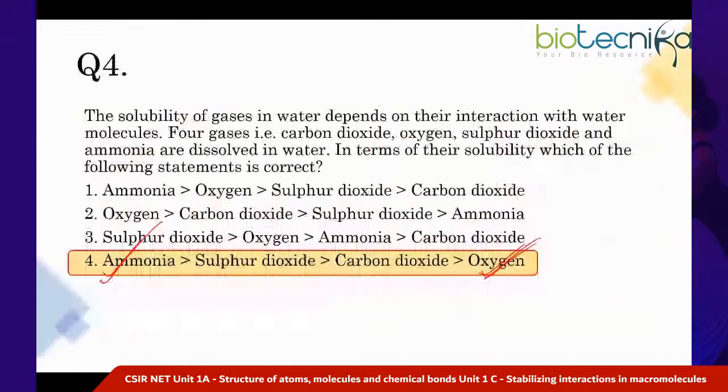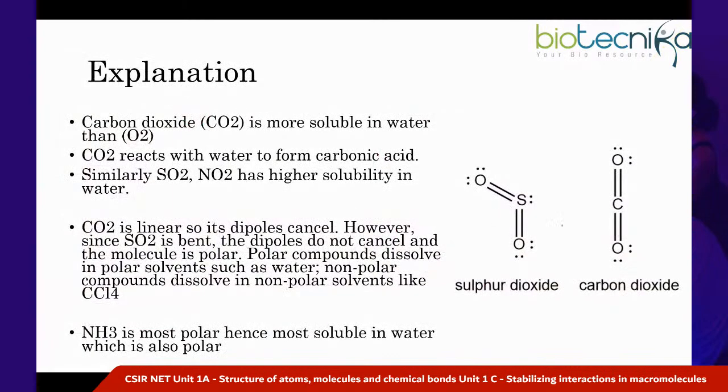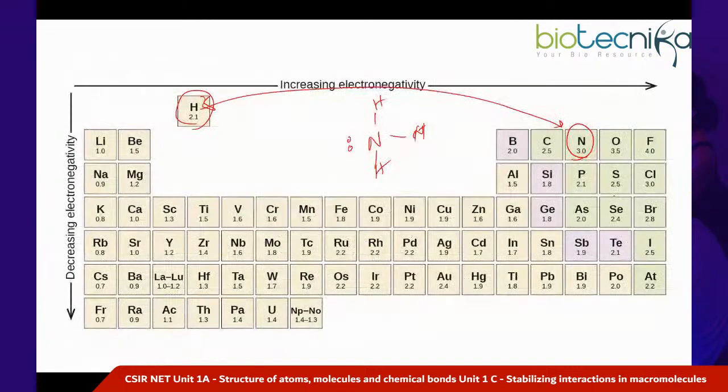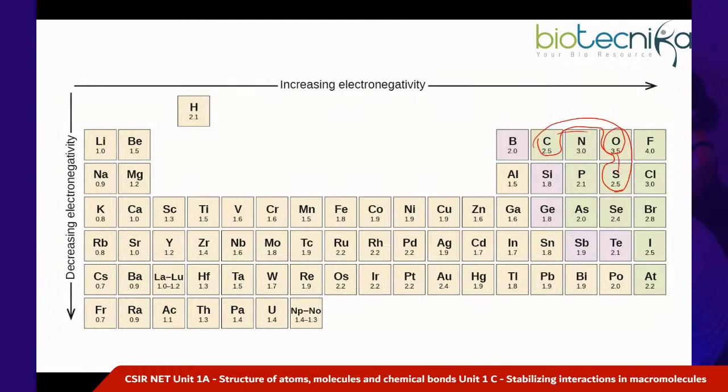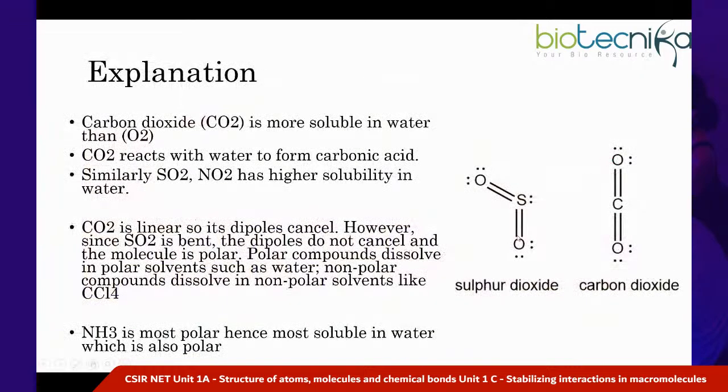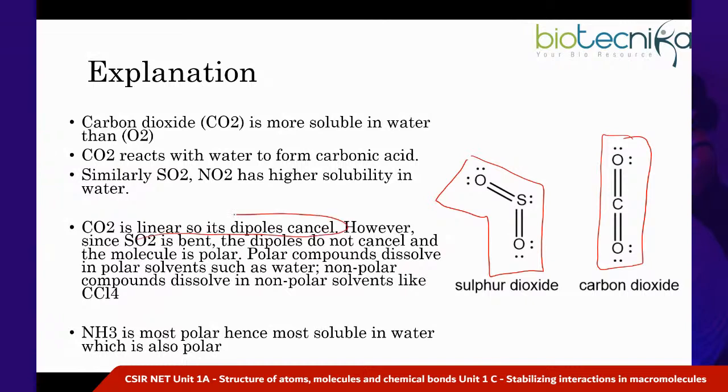Now the other two are sulfur dioxide and carbon dioxide. Let's check why. Here the electronegativity difference is the same, if you see between carbon and oxygen and between sulfur and oxygen. Both have one difference. But why is sulfur dioxide more polar? The reason is that sulfur dioxide is a bent molecule. In carbon dioxide, even though the bonds are polar, the dipoles cancel each other because it is a linear molecule. But since SO2 is bent, the dipoles don't cancel.